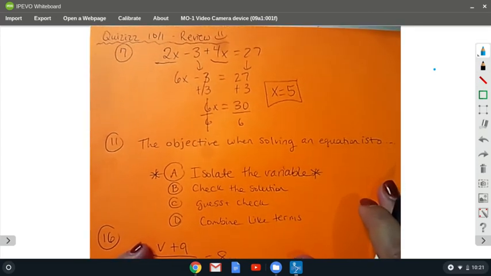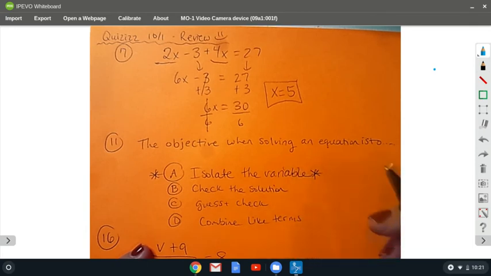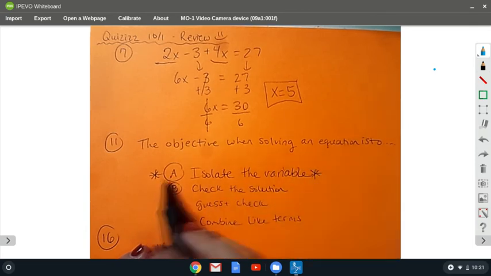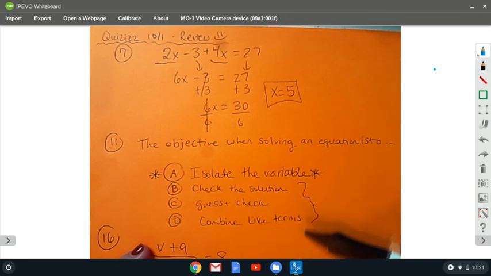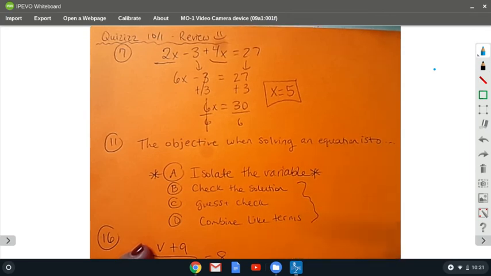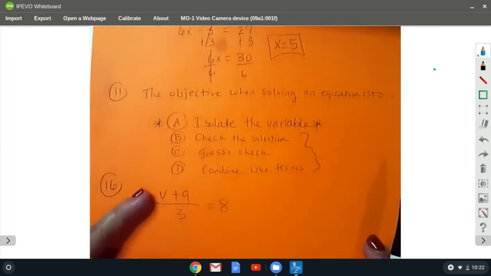Number 11 says the objective when solving an equation is, and they had these 4 options. The answer was the first one, isolate the variable. These are all ways we isolate the variable. We check our solution, we guess and check, we combine like terms. Those are all ways we can solve an equation, but those are the steps to isolating our variable. The main goal to solve an equation is to get that variable by itself, isolate it.